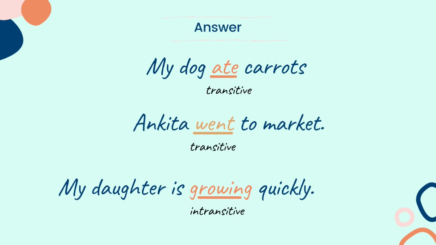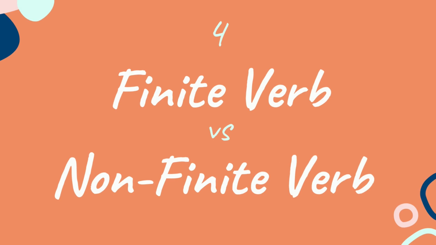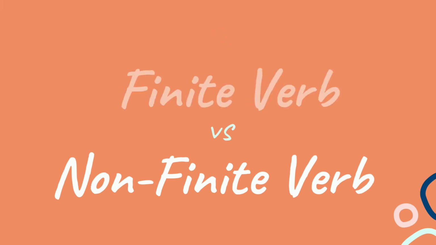The answers are on your screen now. Ate, transitive. Went, transitive. Growing, intransitive. Now, let's look into the last type of verbs. Number 4, finite verb versus non-finite verb.